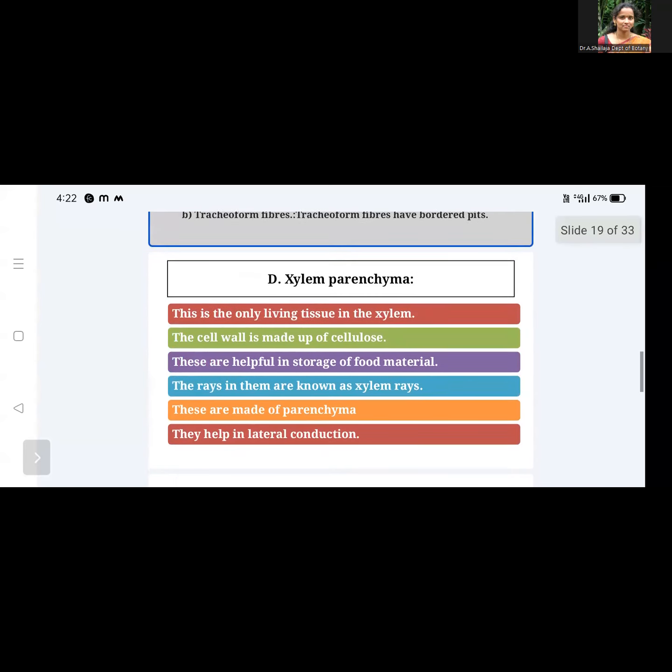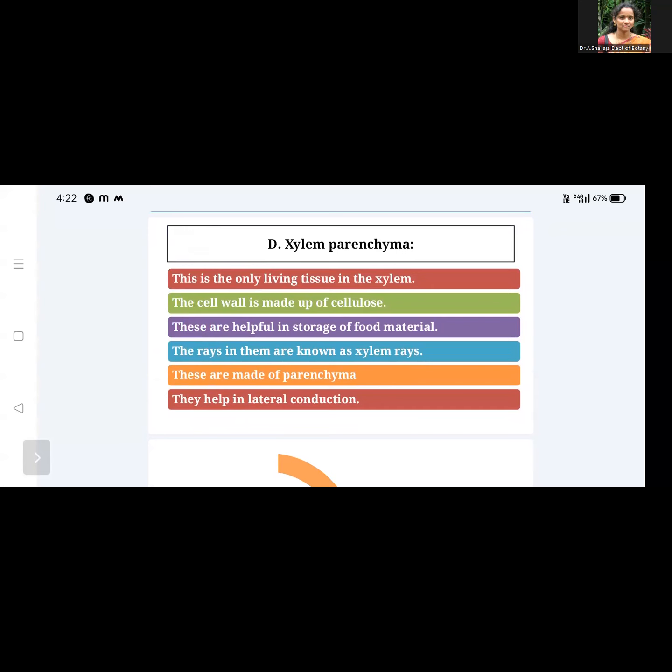Next one is the xylem parenchyma. Fourth one is the xylem parenchyma. This is the only living tissue in the xylem. All are dead cells, but parenchyma is living tissue. The cell wall is made up of cellulose. These are helpful in storage of food material. The rays in them are known as xylem rays. That may be axial or vertical, or ray parenchyma. So different types of parenchyma are there. These are made up of parenchyma. They help in lateral conduction.